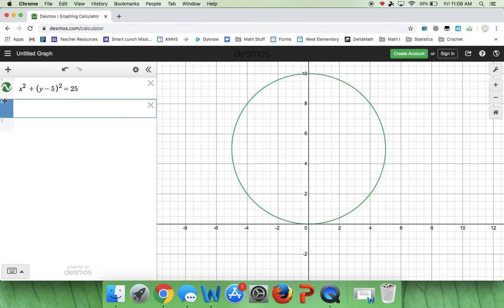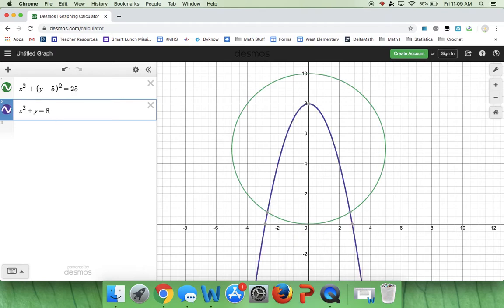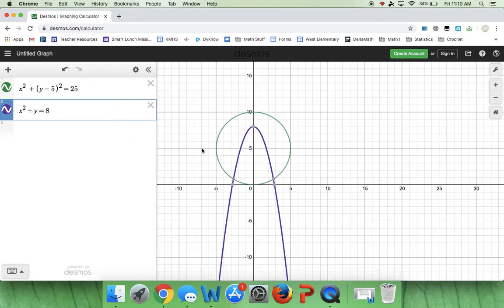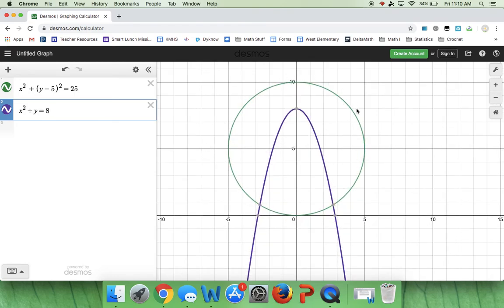And I want my second equation to be a quadratic. Sure, why not? So if I do x squared plus y equals 0. And actually, let me see if I can do, that works good too. I'll just say equals 8. Why not? So I have my circle and I have my parabola. Again, if you need to adjust your graph, you can. But you want to see where your circle and your parabola touch.